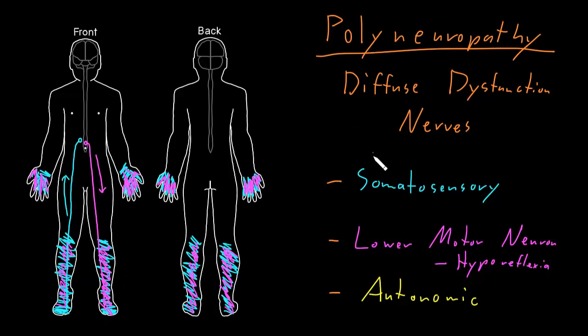Now, the other types of axons that travel in the nerves, besides the somatosensory axons and the lower motor neuron axons, are the autonomic axons. And it's usually with the more severe cases of polyneuropathy that we see autonomic abnormalities. But certainly once all the nerves become sick enough, these autonomic axons coming out of the spinal cord or out of the brainstem can become sick as well. And the autonomic functions can start to be compromised.